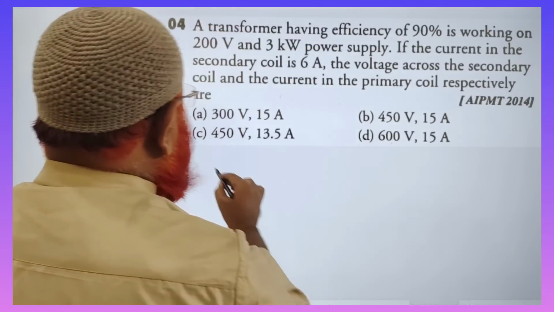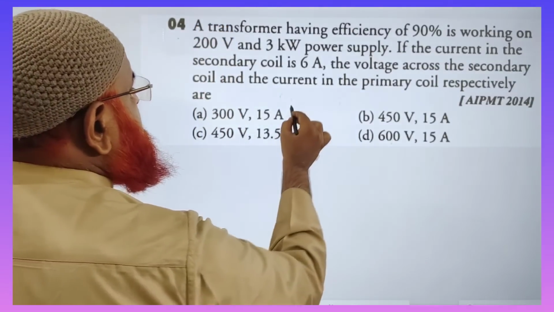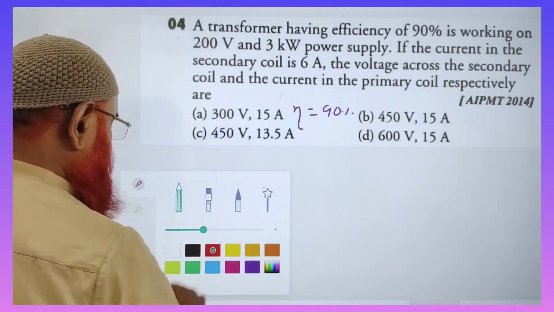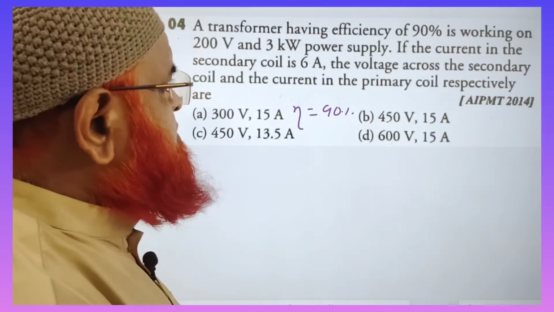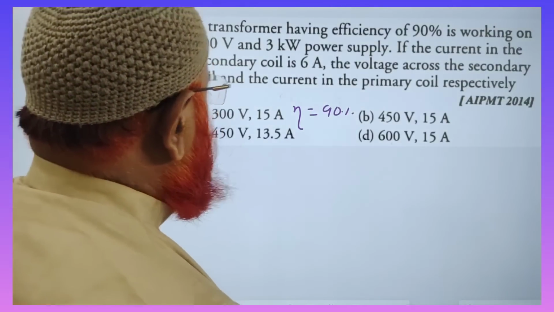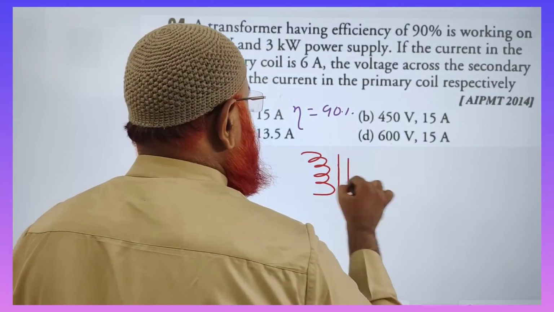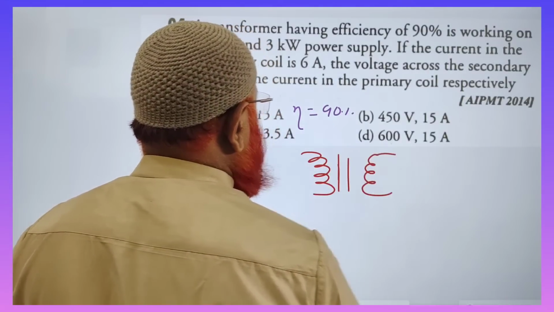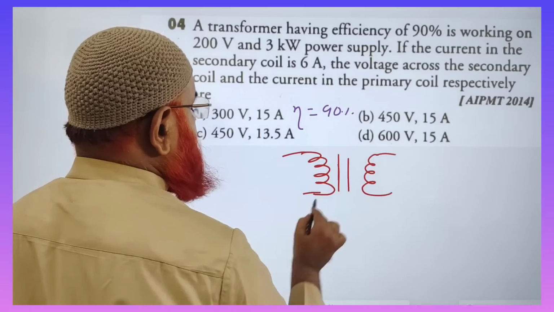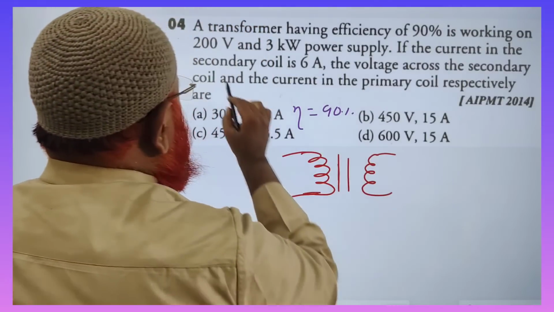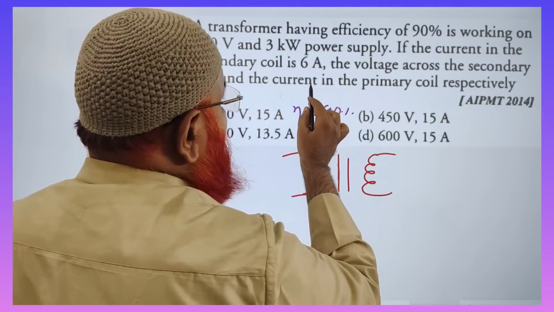A transformer is having an efficiency of 90%. Let us see. This is the primary, this is the secondary. What's going to happen? The transformer having an efficiency of 90%, 200 volts, 3 kilowatts power supply.